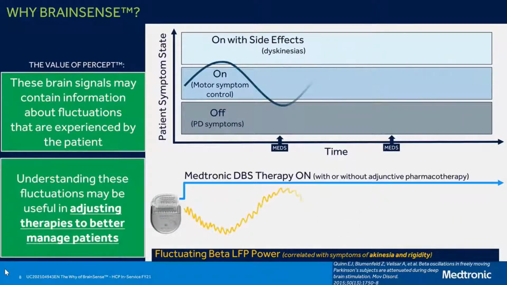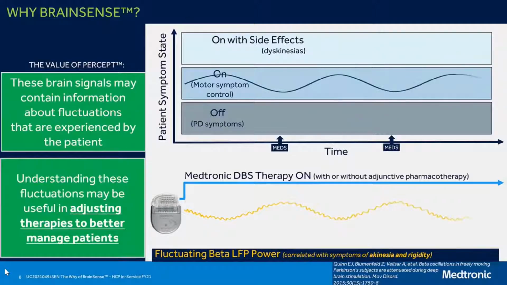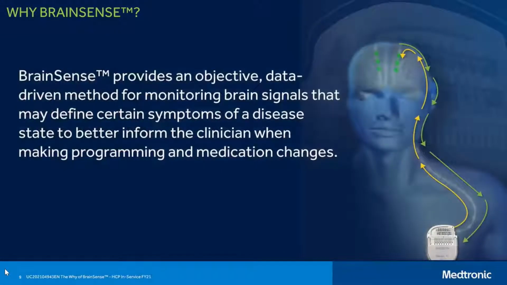So if a physician with access to BrainSense information can first document these changes in LFP power and then program the stimulator to minimize them, like the beta fluctuation we see at the bottom of the screen, and flatten that curve out, that physician can potentially maximize stimulation efficacy using feedback from the patient's own brain. And so here's an all-encompassing summary of BrainSense, and I'm just going to read this verbatim. BrainSense provides an objective, data-driven method for monitoring brain signals that may define certain symptoms of a disease state to better inform the clinician when making programming and medication changes.